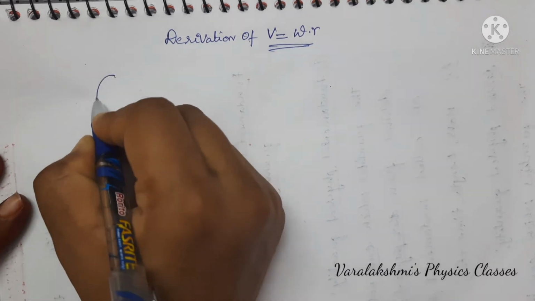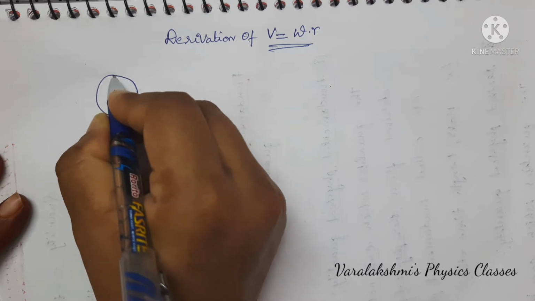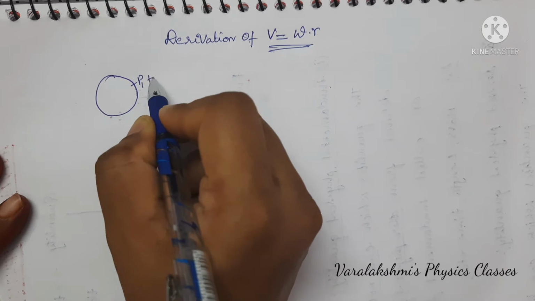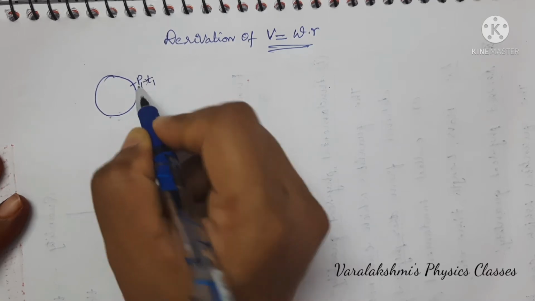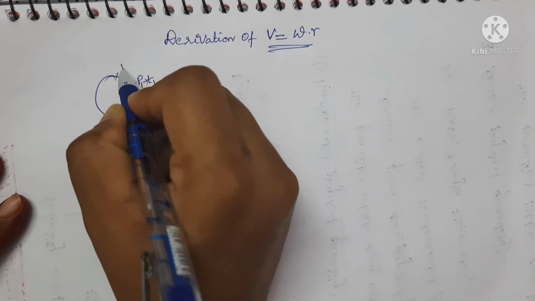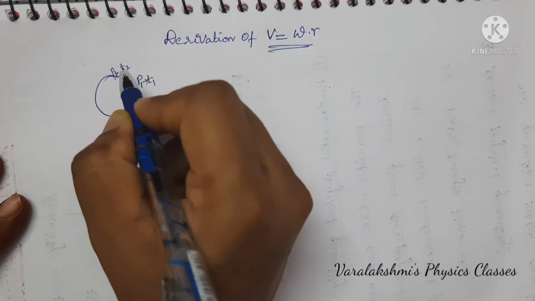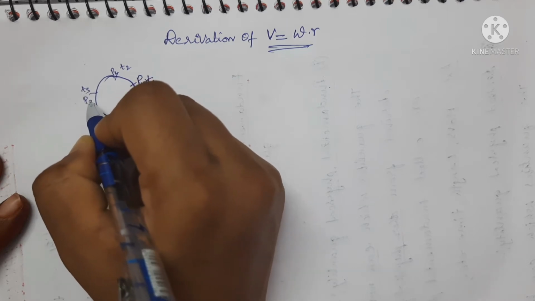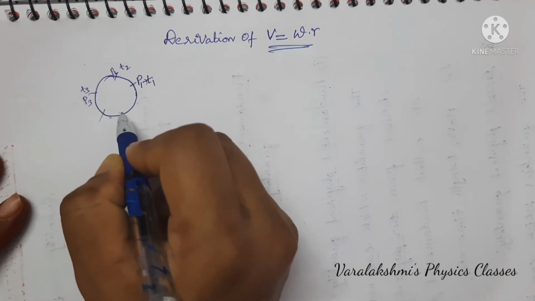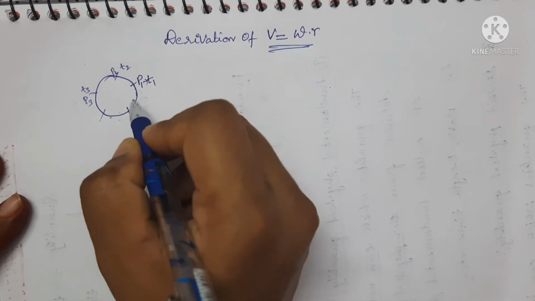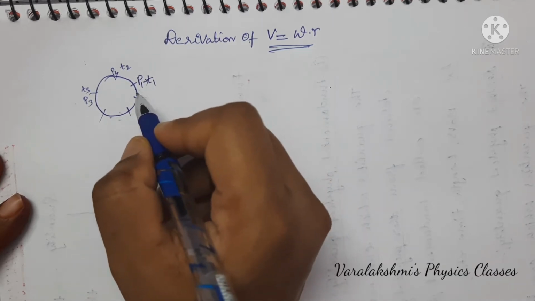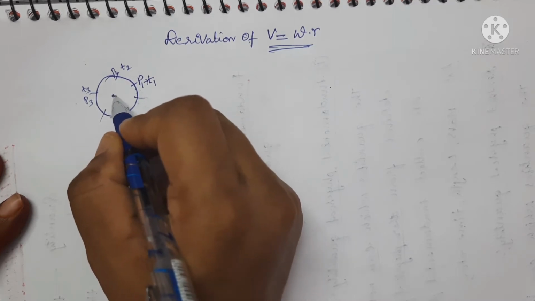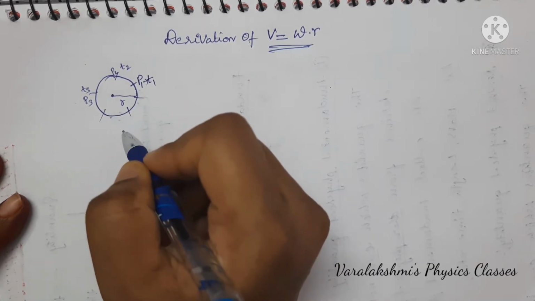See here, the particle is continuously moving in a circular path, and if the position of the particle is initially here at a time t1, after some time t2 seconds, the particle is at p2. Again after some time t3 seconds, the particle is at p3. After some time at this position, after some time here, and after some time here. That means the particle is continuously changing its position, so the particle will have an angular velocity.